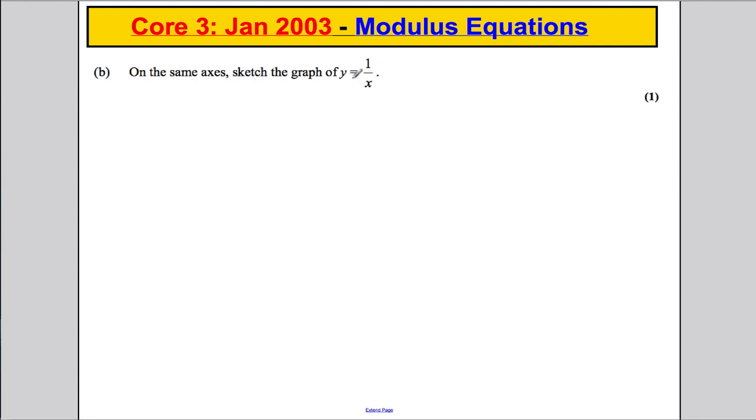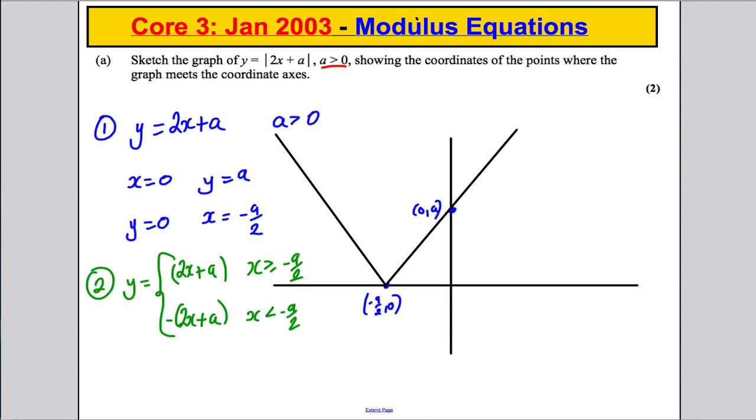On the same axis, draw the graph of y is 1 over x. So the graph y is 1 over x, I'll draw that in green pen. The graph of y is 1 over x looks something like that.